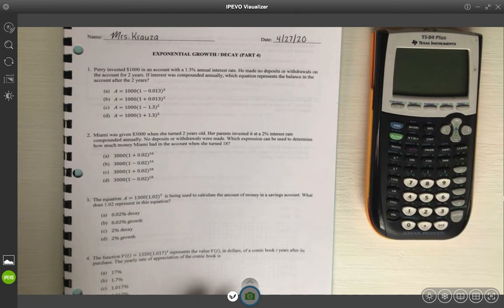Today we're going to continue looking at exponential growth and decay word problems. We were introduced to them during the last lesson, and today we're really going to solidify our understanding. So let's look at number one together.